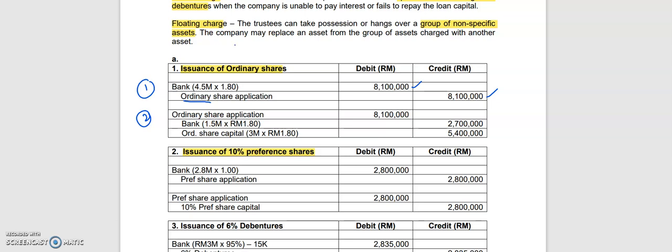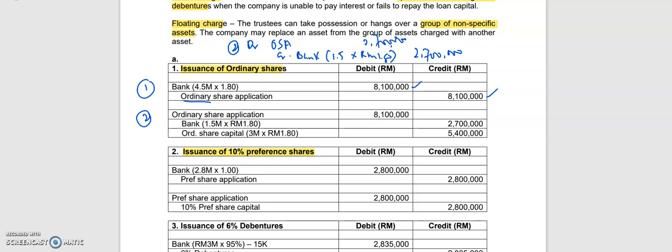Step number 2. You have to reject the excess application, right? Debit, I use the acronym OSA. Do you know what OSA is, class? Ordinary share application. Credit what? Bank. So how to break down? How much do you reject? 1.5 million times 1 ringgit 80 cent. So how much do you reject? 2,700,000.